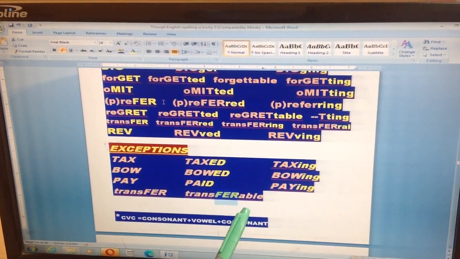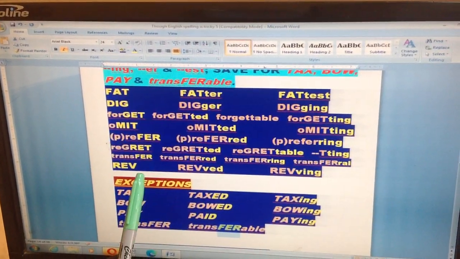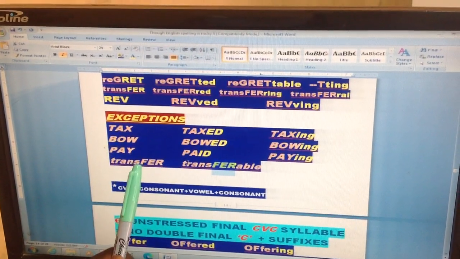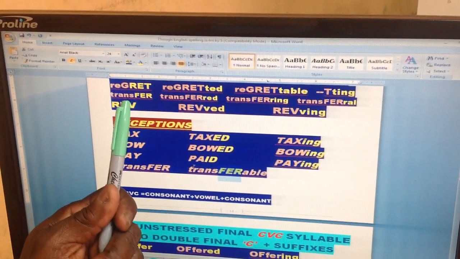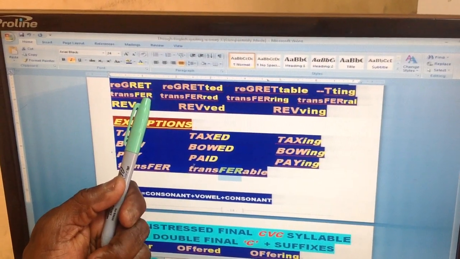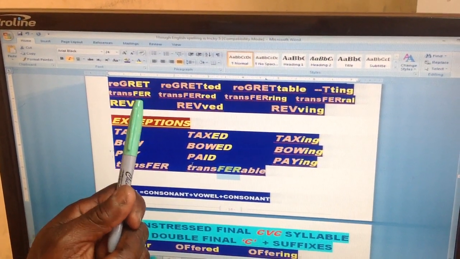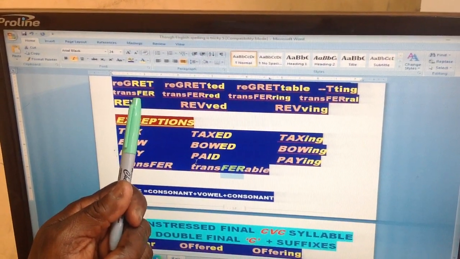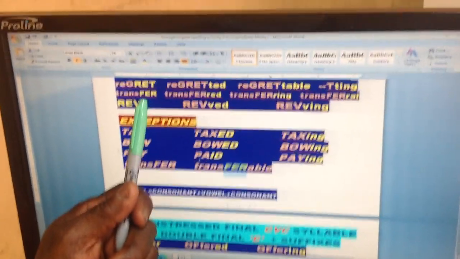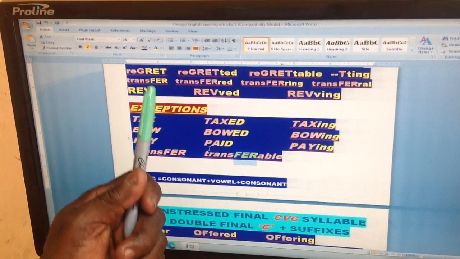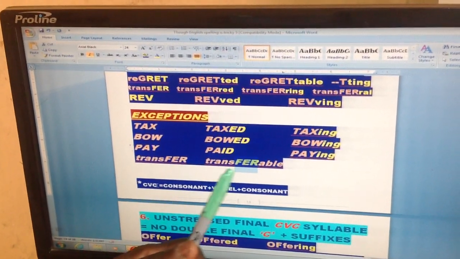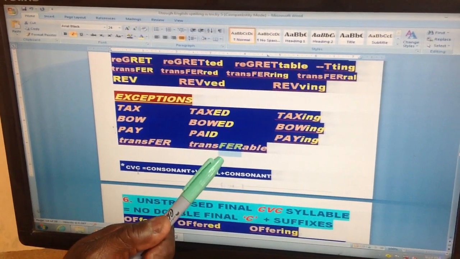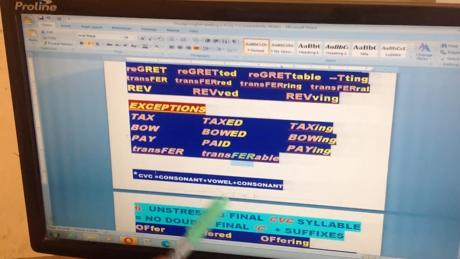Transferable. When we come to this one, we say, for example, transfer is a verb. Transfer is a noun. So, as a verb, we stress the last syllable, transfer. As a noun, transfer, like that. So, this is what we are saying here. It's an exception. We just have to commit it to memory, to learn it by heart, to memorize.